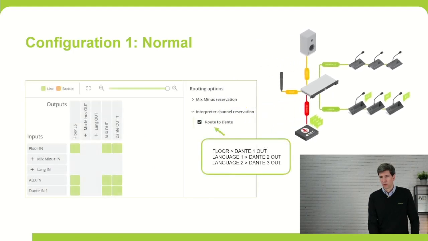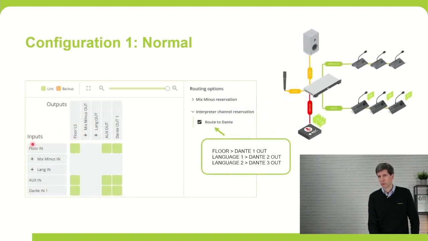So that's the normal one. As you would look into the details, you would see that floor in goes to the speakers, goes also to the auxiliary output and to Dante output. And also the inputs of the auxiliary and the Dante will go towards the speakers of the units and the outputs here. And by simply clicking this route to Dante, you will put the floor on Dante 1 and the languages on all the different Dante channels, so from 2 till 12. Okay, so that's the normal configuration. So if you install Confero out of the box, that's the configuration you will get.